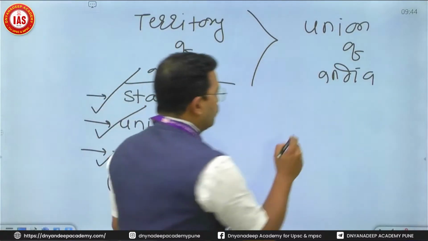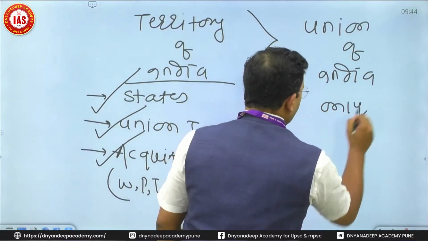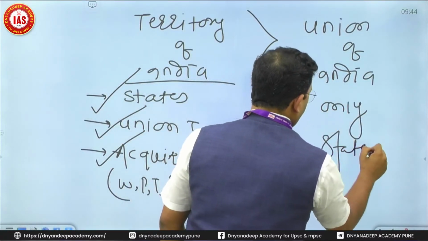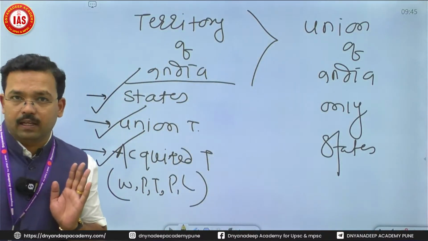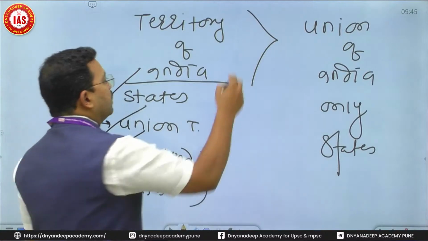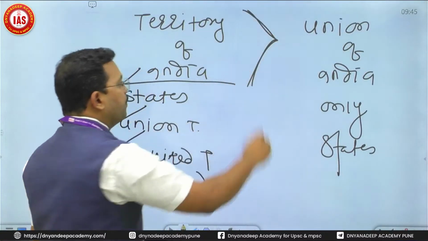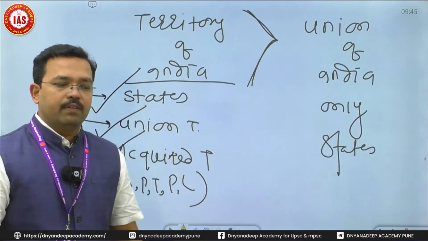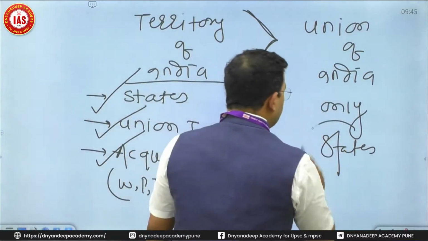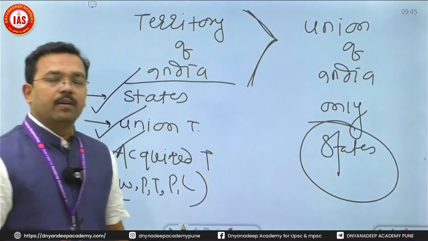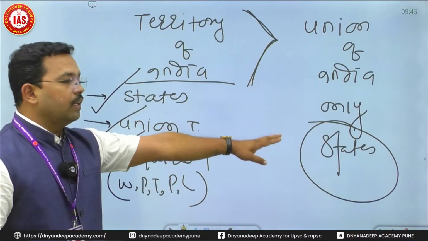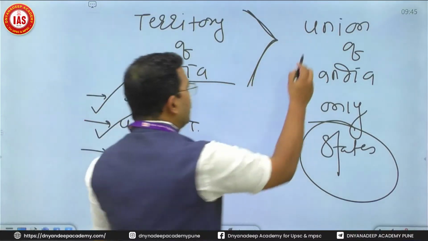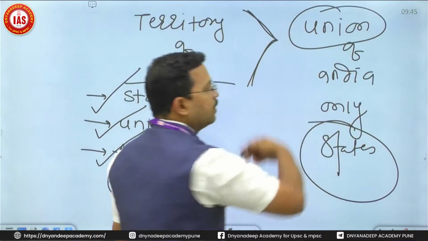Union of India includes only states. Union of India includes what? It includes only states and nothing else. That's why the word territory of India is larger than Union of India, which includes what? It includes only the states. Correct point.